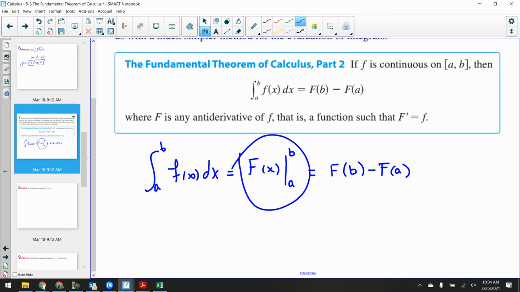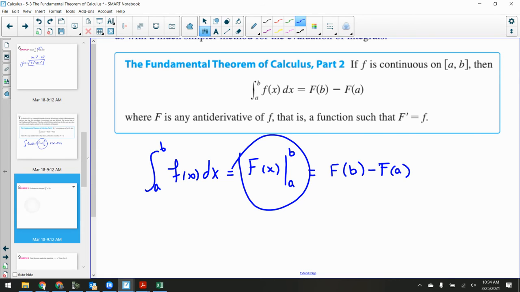The book sometimes puts brackets on this. It makes it look like that. I have always learned it without those brackets, so I've just gotten accustomed to writing it like that. But if you see it in the book with bracket symbols on it, that's the same thing, okay? So let's do some.